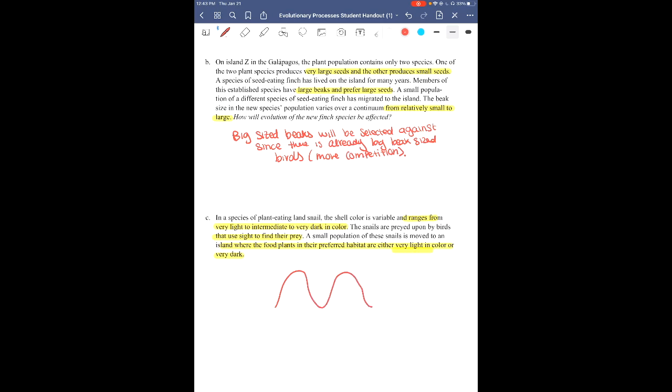So this is disruptive selection. This would be light and dark. The dark can camouflage in the dark colored setting, the light can camouflage in the light colored setting, but the ones in the middle cannot hide. So we tend to see this dip in the population.